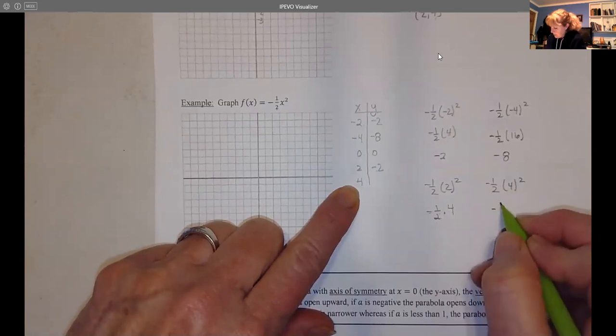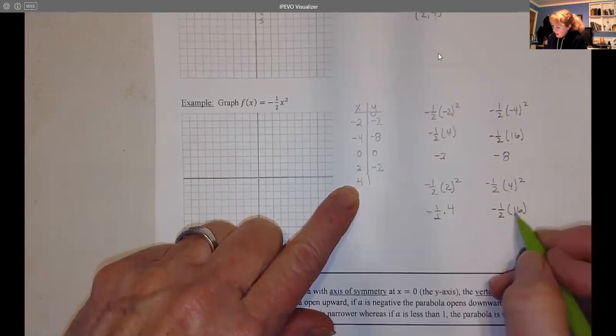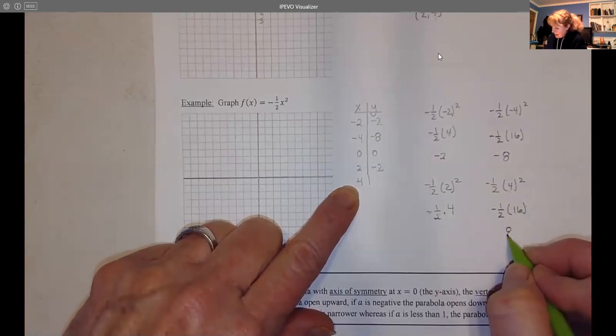We won't have to do this too much when you're graphing with MyMathLab. With 4, I still get a positive 16. Half of 16 is 8. A negative times a positive is a negative.